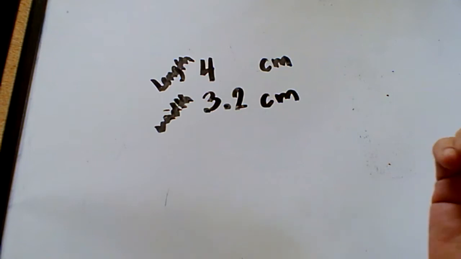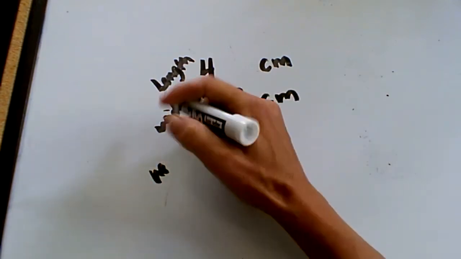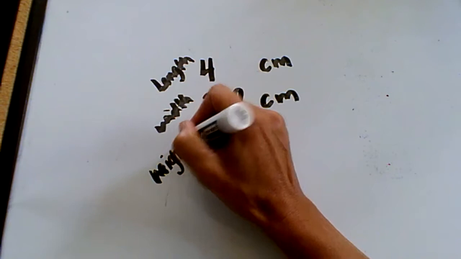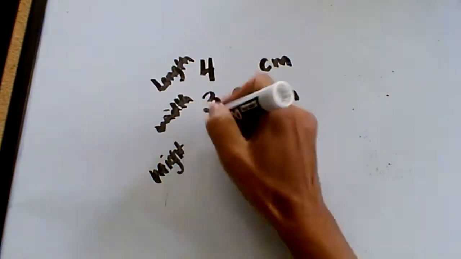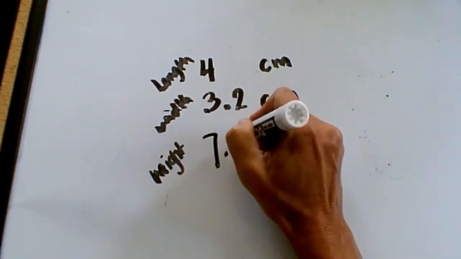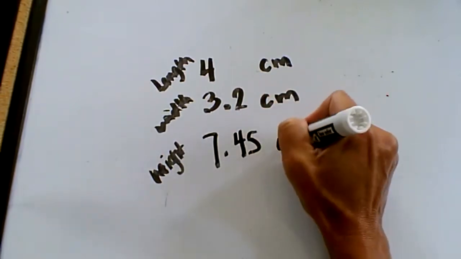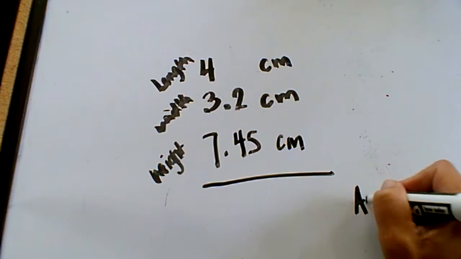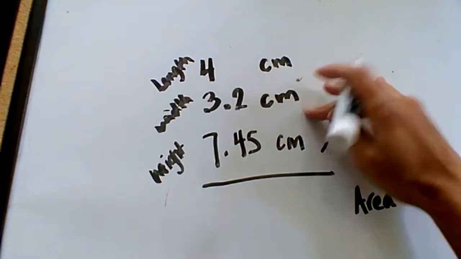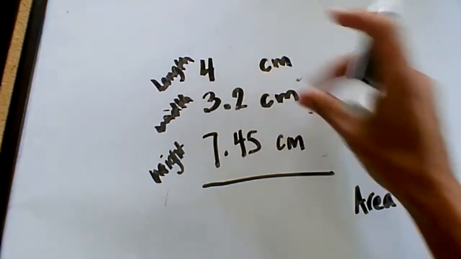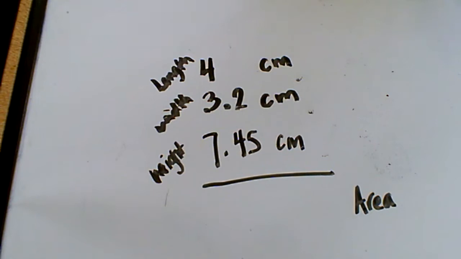And let's say that the height is 7.45 centimeters, right? And if we wanted to use these measured values, all of these values are measured. We know that because look, they have units of measurement behind them.